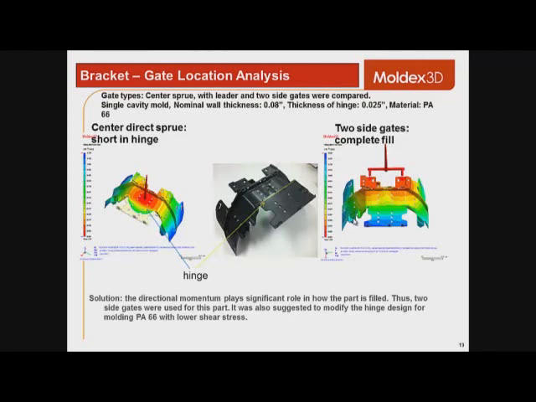The picture on the right side is the same model with 2 gates. By adding a gate, we were able to solve the short shot problem.